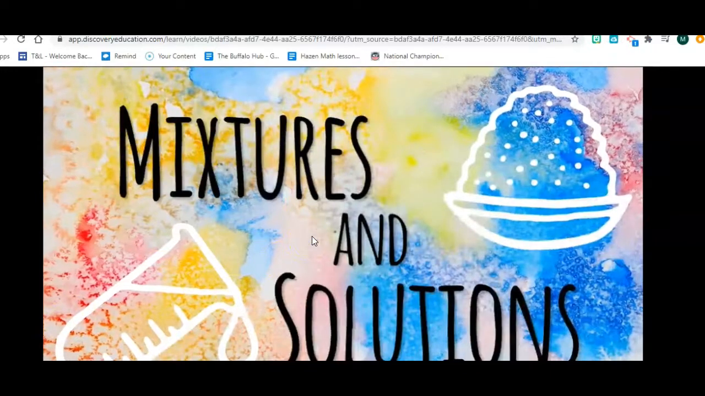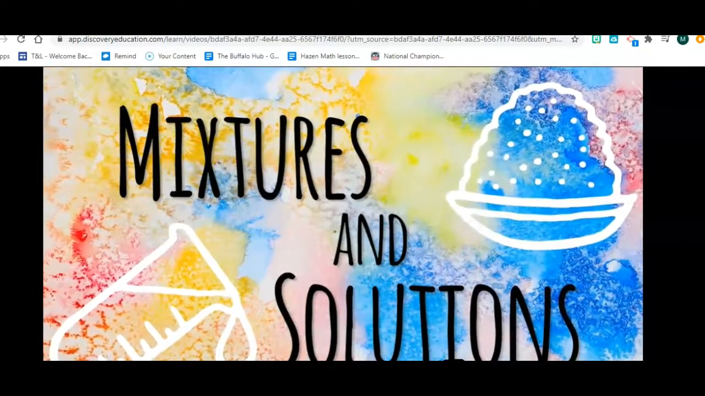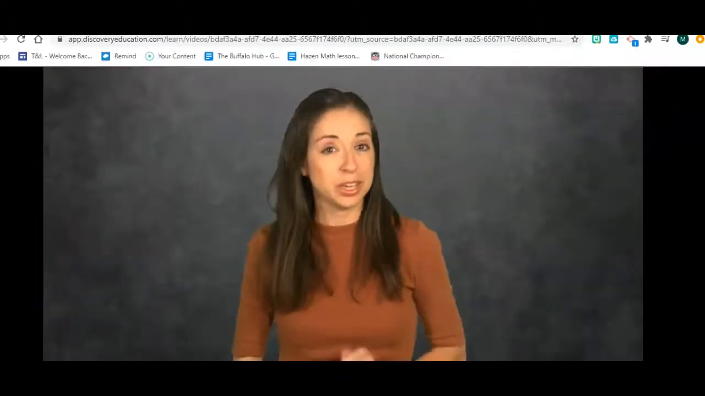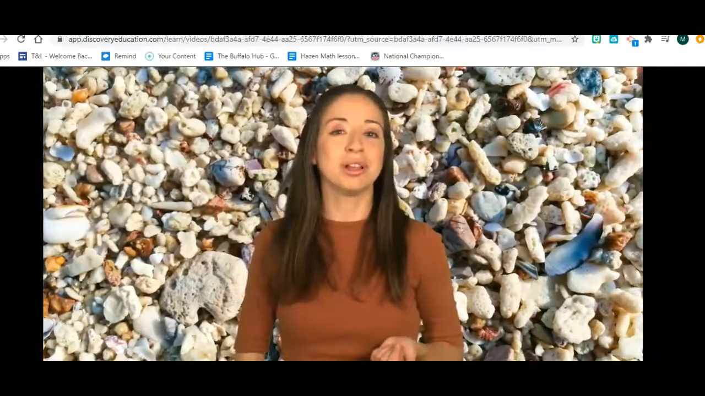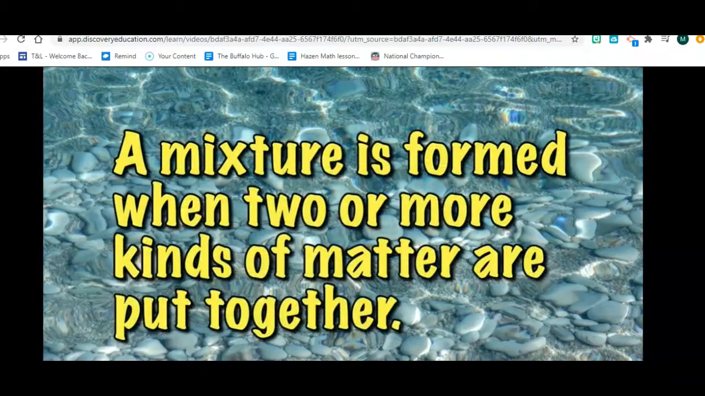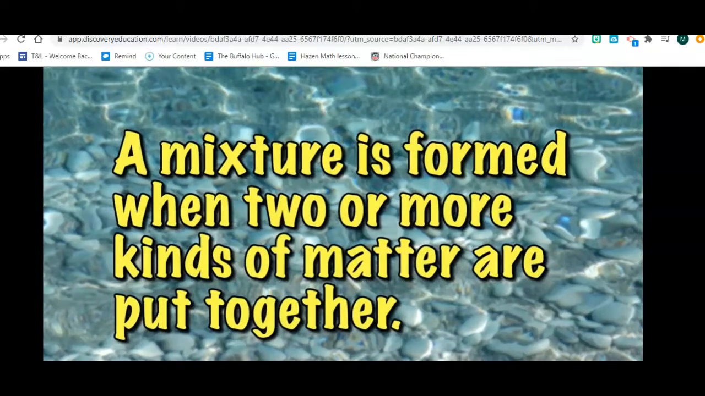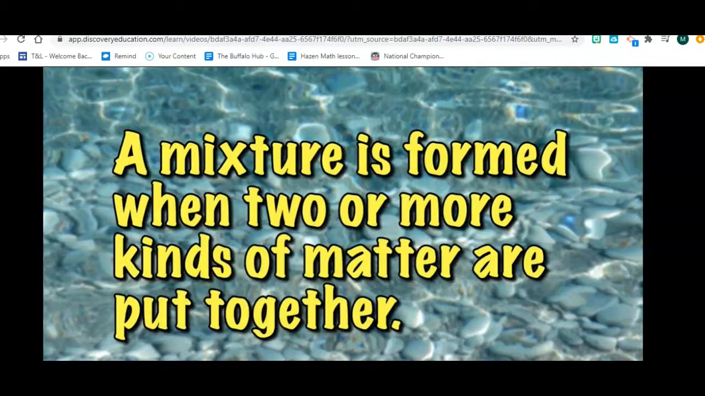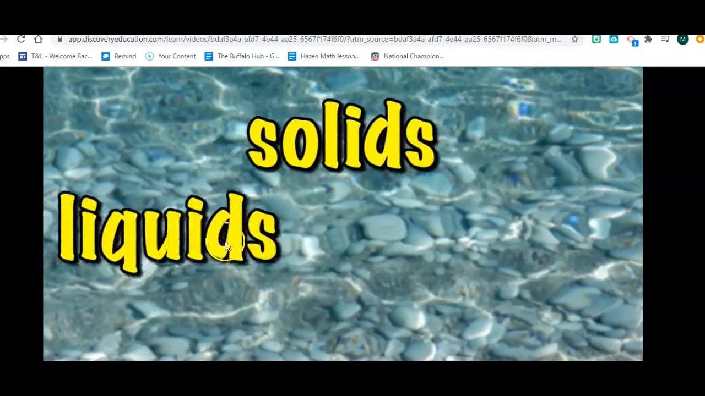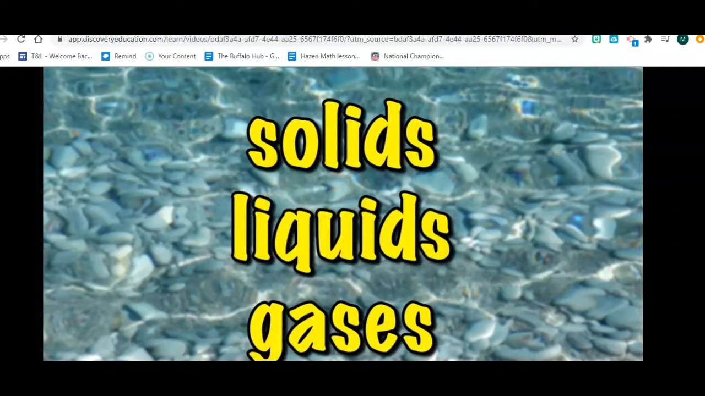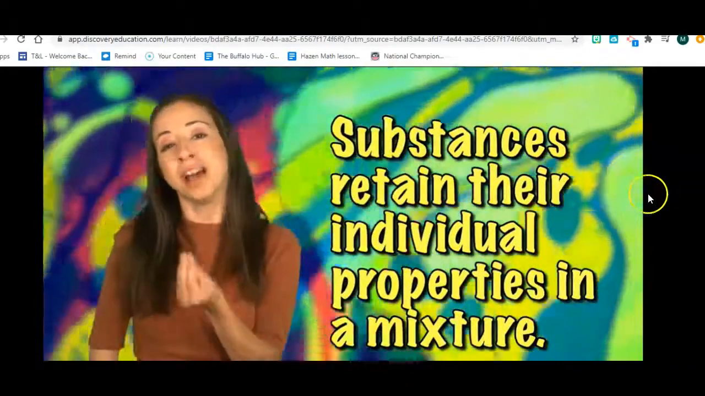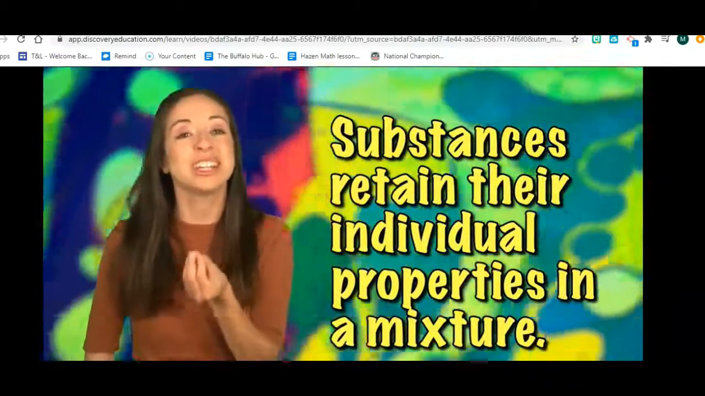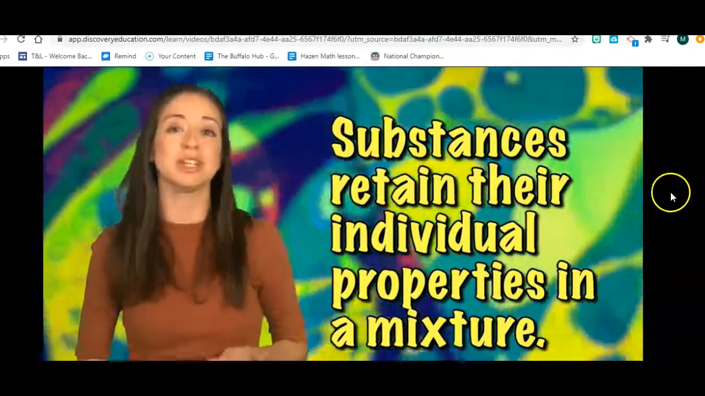Mixtures and solutions. Breaking things isn't the only way to make changes to substances. We can make other changes by combining different substances. For example, a mixture is formed when two or more kinds of matter are put together. Mixtures can be made with matter in any state: solids, liquids, or gases. One important thing to remember about mixtures is that the substances that are combined to form the mixture retain their individual properties once they are in the mixture.